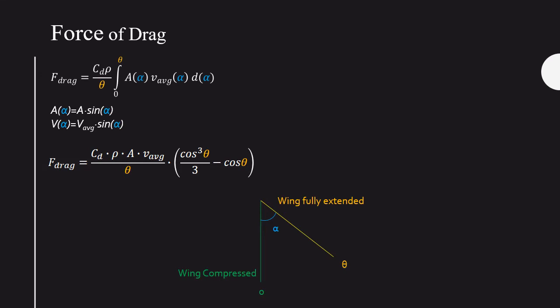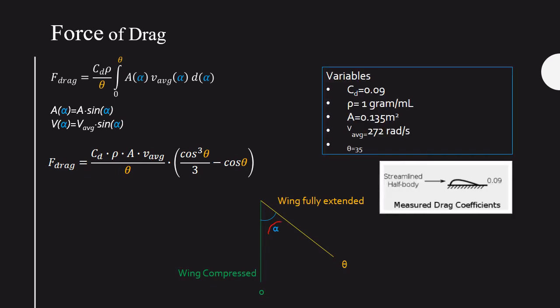Next, I calculate the force of drag. The force of drag is the coefficient of drag times rho divided by theta, from the integral of 0 to theta, of surface area with respect to alpha, with the velocity with respect to alpha, d alpha. My variables include the coefficient of drag, which has been found by NASA, as this is a streamlined half body, at 0.09. Rho is 1 gram per milliliter, as this is the density of water. From this, my force of drag equals 12.6 newtons.